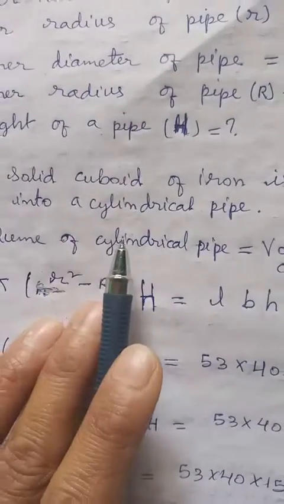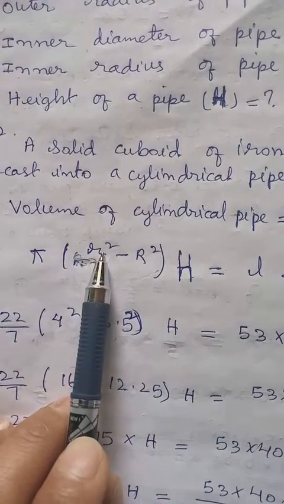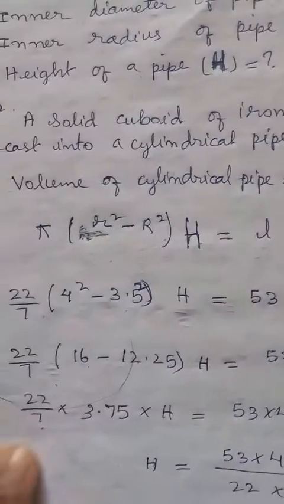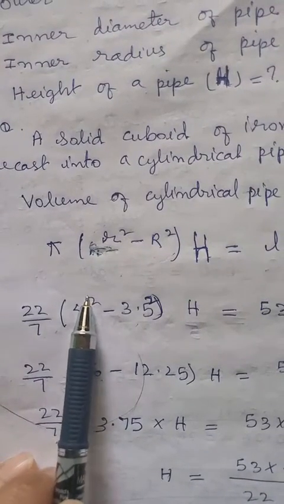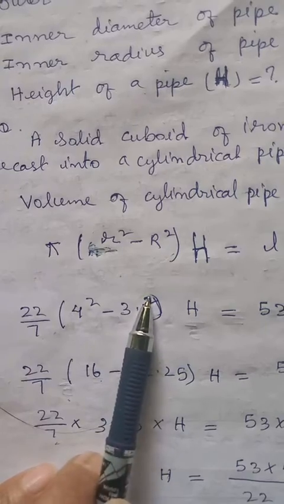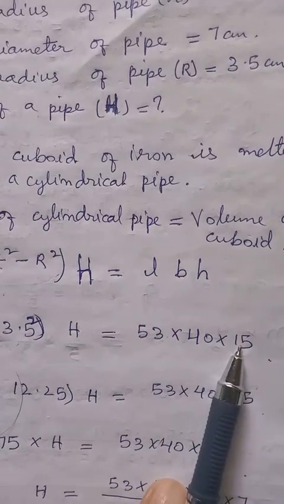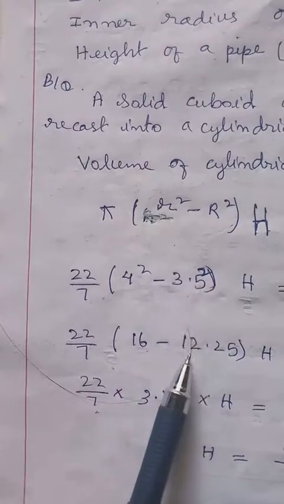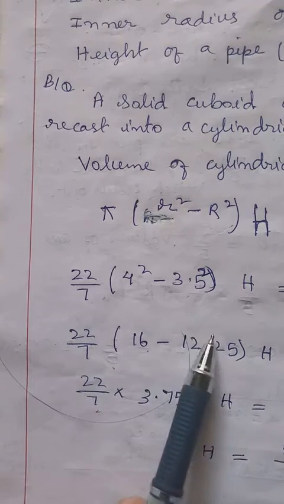The pipe is in the form of a shell, so the radius will be subtracted there. External radius squared minus internal radius squared, whole times h, equals lbh. Then pi we know is 22/7, external radius 4, we square it, internal radius 3.5, we have to square it, h we still have to find. L we know is 53, B 40, H 15. So there you do 4 into 4, 3.5 into 3.5. We subtract them. Here there is no decimal, so we write 16.00. We get 3.75. We want H.